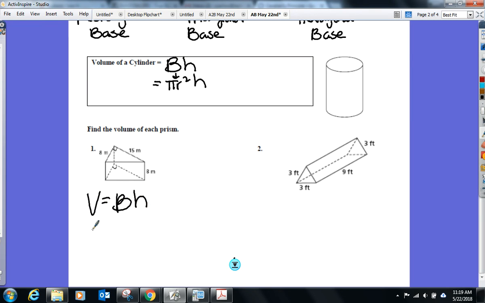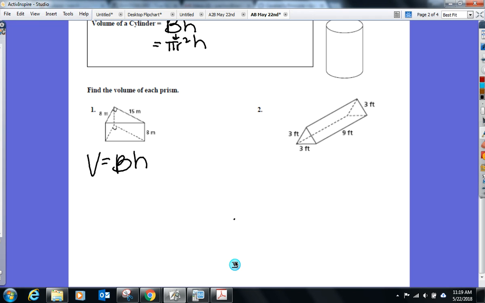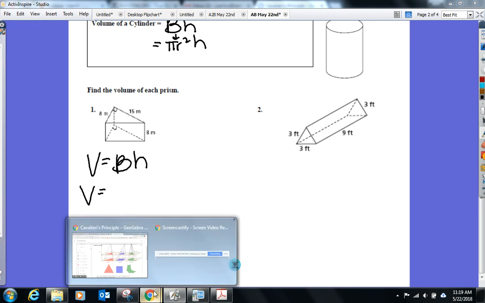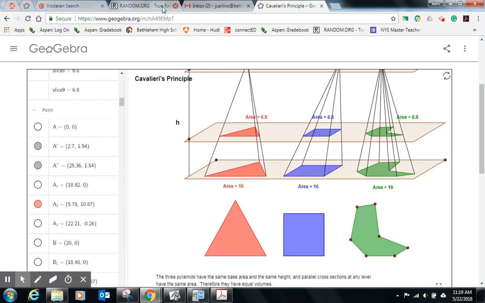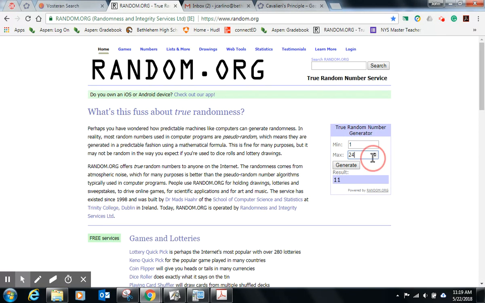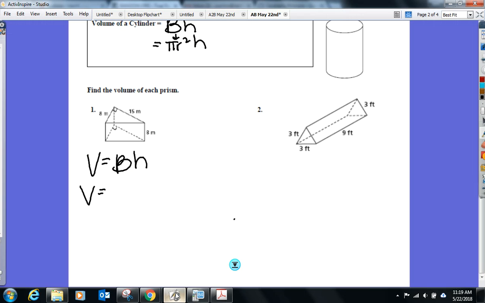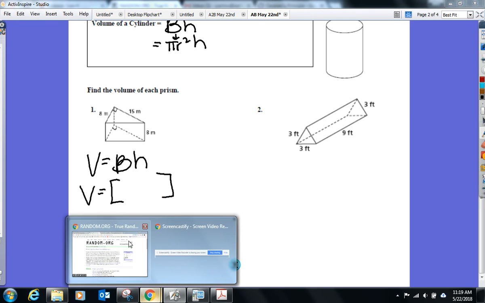Here we go. First of all, what shape is the base? It is a right triangle, correct. So how do I find the area of one of those right triangles right now?